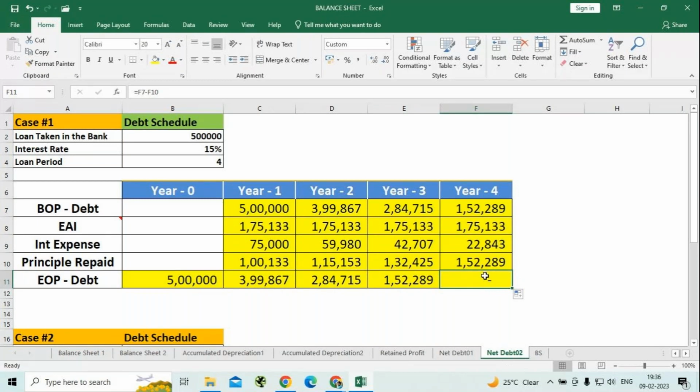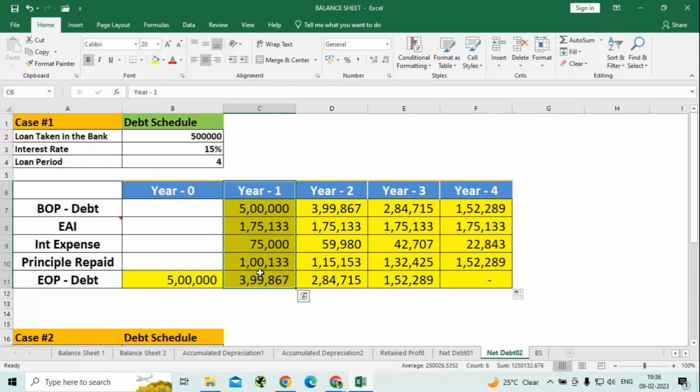So you should be very careful when you do the debt schedule. Make sure that everything is properly calculated from year 0 to year 1. If these two are correct, and you drag it even for 100 years, it is going to get calculated automatically. So this is a major one.